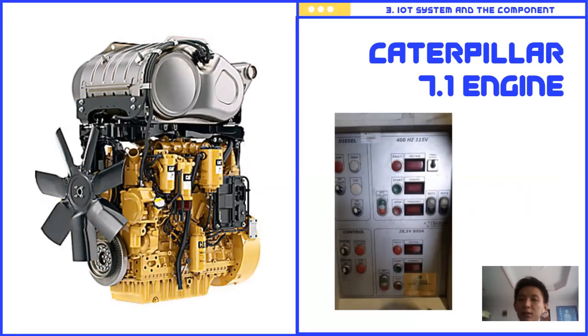And this is the Caterpillar 7.1 engine. This is the reference, and the right picture is the real control panel of the engine in PTGM AeroAsia. As you can see, there is a switch, this one, and also this is the push button. Actually, this control panel is used to obtain data such as voltage, current, and frequency, and it is also used to turn off and turn on the CAT engine. The function of this CAT engine is to support the aircraft when the aircraft is on the ground.